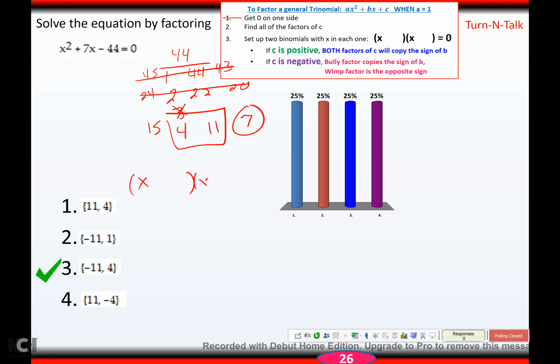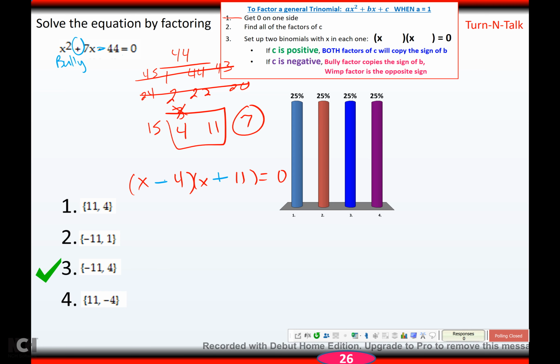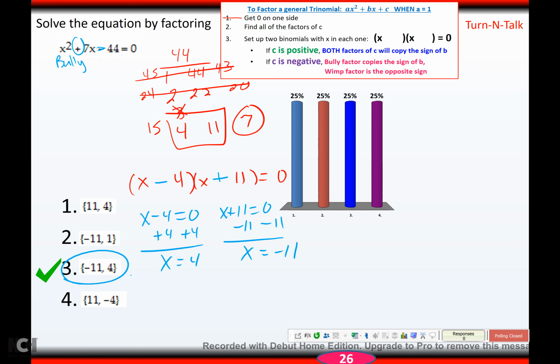So x and x, 4 and 11. All I have to do is figure out my signs. Since my c is negative, only the bully gets the middle. So my bully 11 gets the positive, and 4 has to be the negative. Then if I solve, x minus 4 equals 0, x plus 11 equals 0, add 4, I get x equals 4, subtract 11, I get x equals -11.